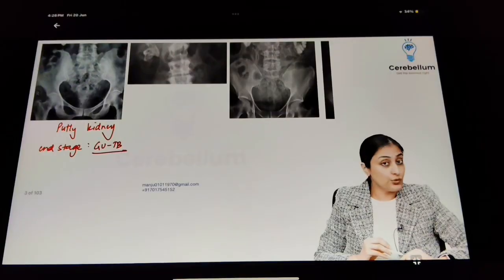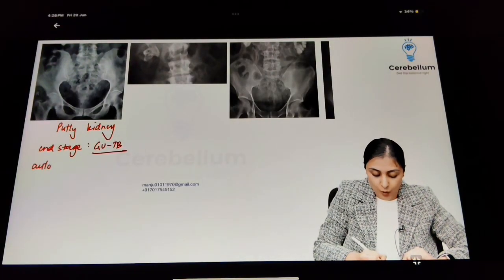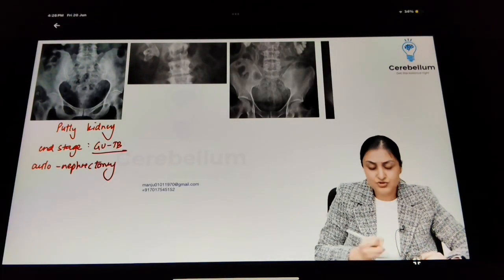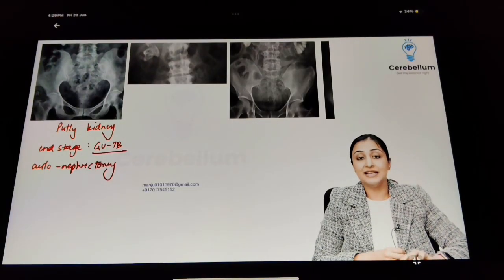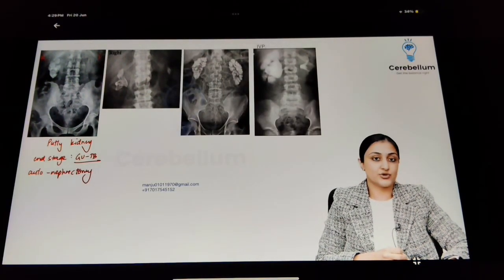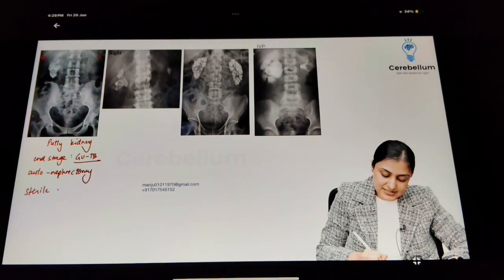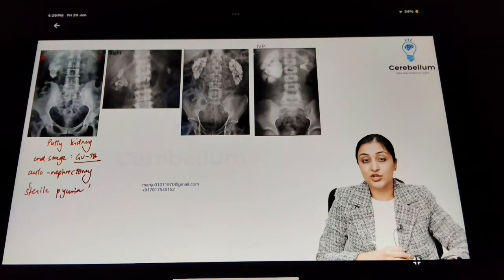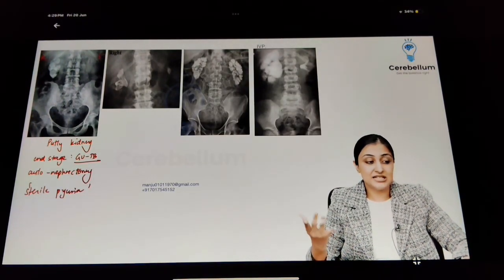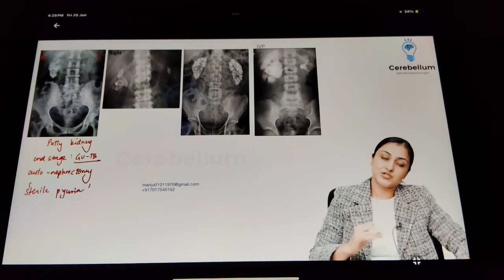This is a kidney which has no function left, and that is why this is as good as doing an autonephrectomy. The body has destroyed the kidney. So this is what you see as putty kidney, completely white, calcified kidney, end stage of genitourinary TB. They may describe in the question that the patient has sterile pyuria. Sterile pyuria is a buzzword for TB. It means that there are pus cells, but you don't see the bacteria, which is E. coli in this case, because it's tubercular. Alright, so that's putty kidney for you.